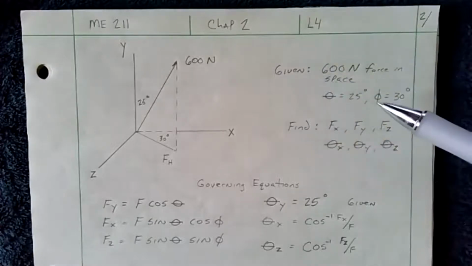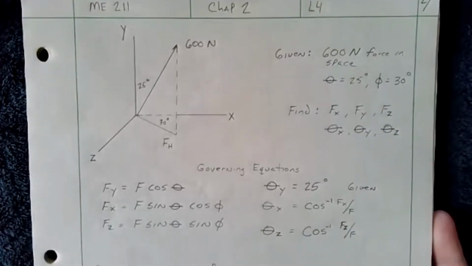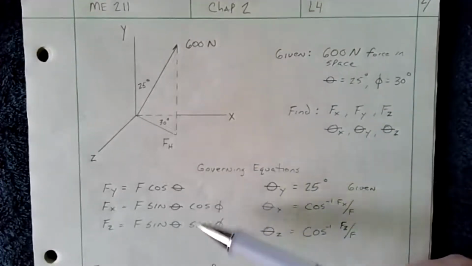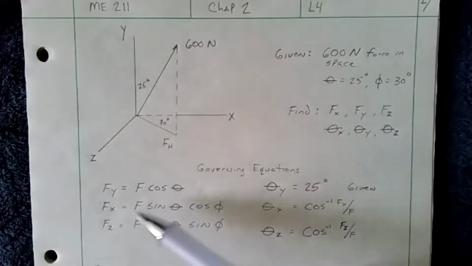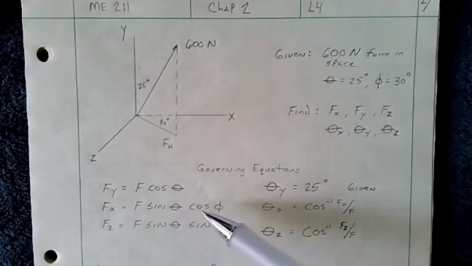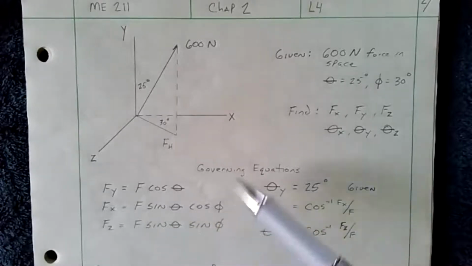So I'm given force in space. There's my angles. This is what I want to find. My governing equations, so this is straight out of what we just talked about. Fy is F cosine theta y. We know Fx is F sine theta y cosine phi, and Fz is F sine theta y sine phi, and that's just directly from the derivation we just got done.